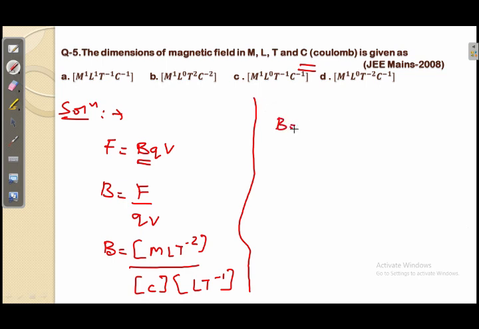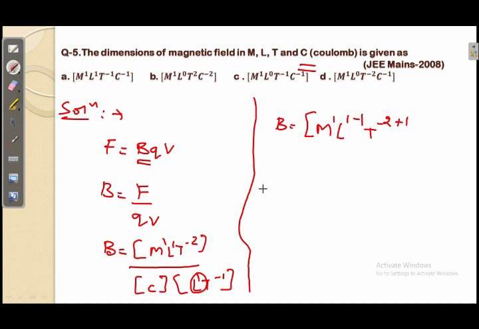B is equal to, simplify, so that is M to the power, put as it is, here L to the power 1 is there, here L to the power 1 is there. If this term L to the power 1 in the denominator goes to the numerator, that becomes L to the power 1 minus 1, and T to the power minus 2 is there, here T to the power minus 1 is there. If T to the power minus 1 goes to the numerator, that becomes T to the power plus 1, so that is T to the power minus 2 plus 1.